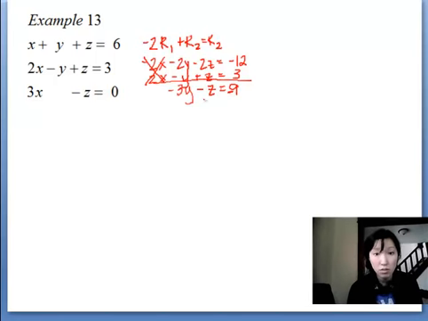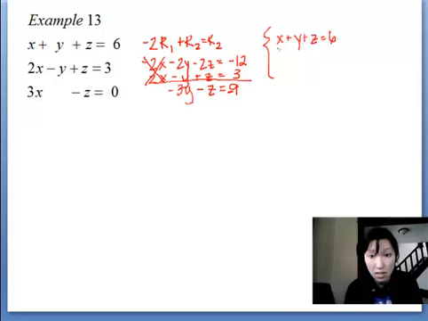Okay, so this is my new row 2, so I'm going to rewrite my system. We have x plus y plus z equals 6, and then I have negative 3y minus z equals negative 9. And then this one I haven't done anything to, so I'm just going to leave it.